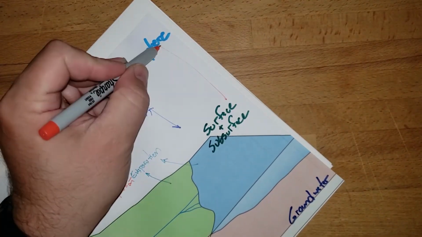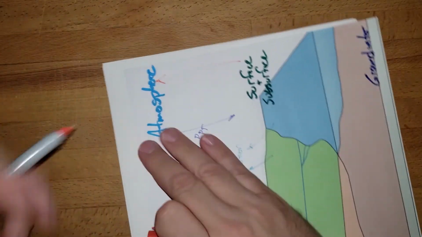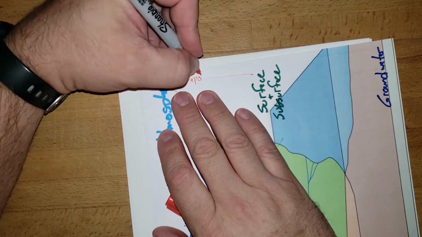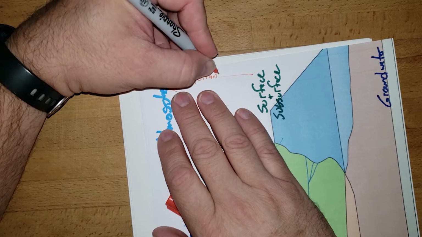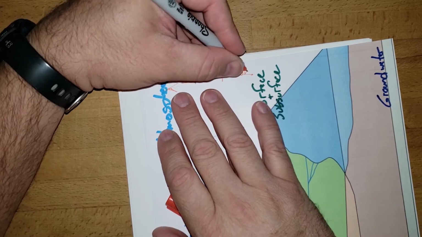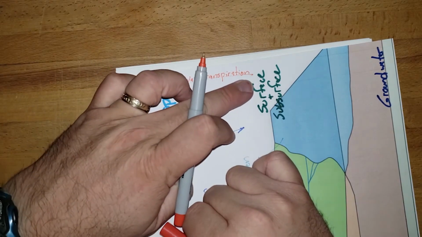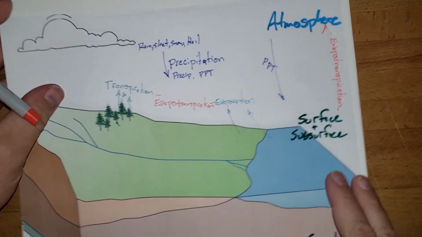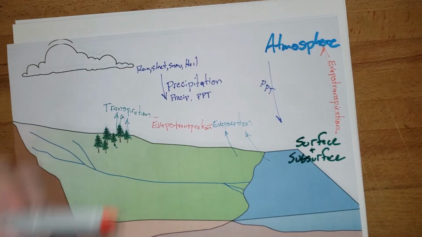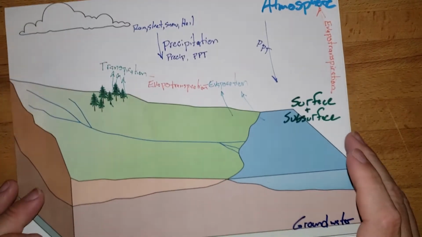Let's see what we have. Going from the surface, subsurface, evapotranspiration. Beautiful. Okay, that takes care of our atmosphere to the surface and our surface up to the atmosphere. What about this groundwater?